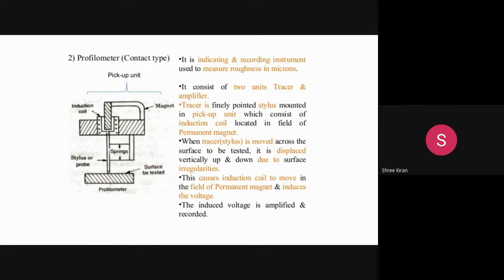When the tracer stylus is moved across the surface to be tested, it is displaced vertically up and down due to the surface irregularities. So this causes the induction coil to move in the field of permanent magnet and induces the voltage. The induced voltage is amplified and recorded. This is what happens in the case of a profilometer of a contact type.